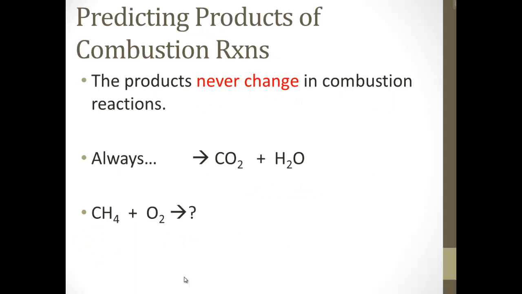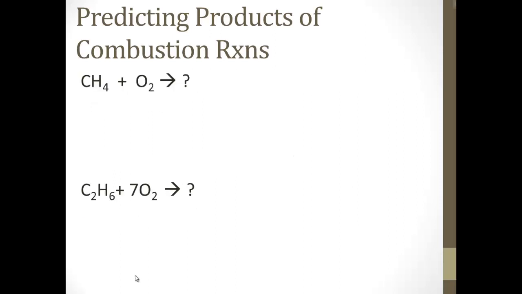So no matter what it is, here's methane. This is what you would use as natural gas in your home. Plus oxygen is going to produce carbon dioxide and water. No matter what it is, that is your product. So if I gave you CH4 plus O2 and I asked you, what are your products in this type of reaction? You should be able to tell me carbon dioxide plus water.